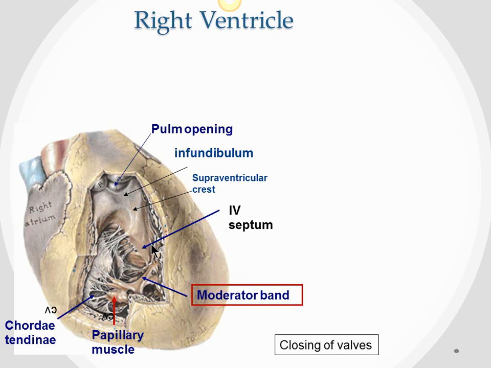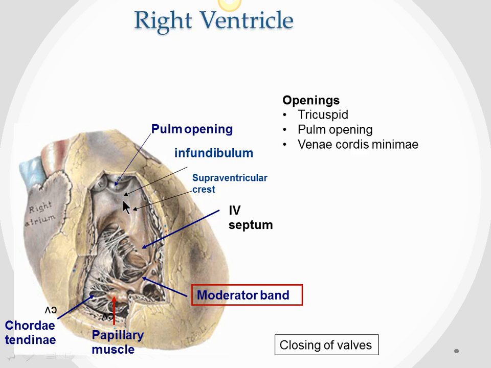Now let's look at the ventricles. So here's the right ventricle. And again, some common features of both ventricles. Both ventricles again have a smooth part and a rough part. The smooth part in the right ventricle is known as the infundibulum. In the left ventricle, I'll show you, it's called the vestibule.